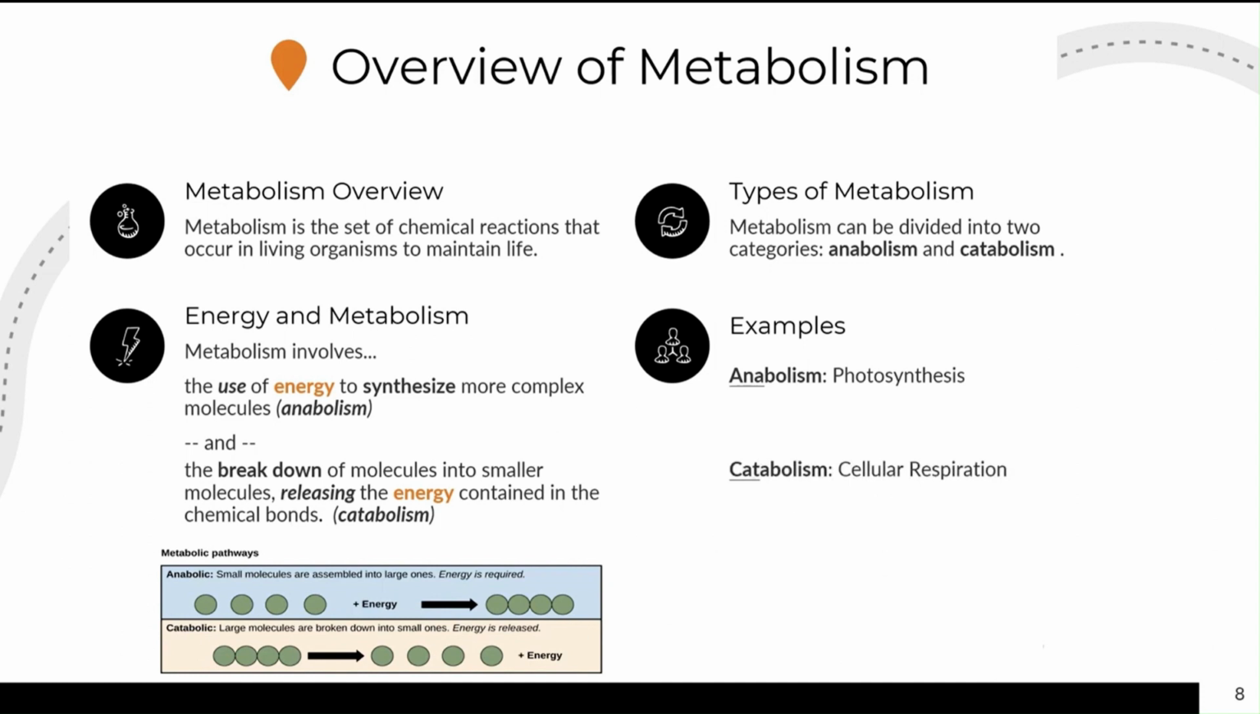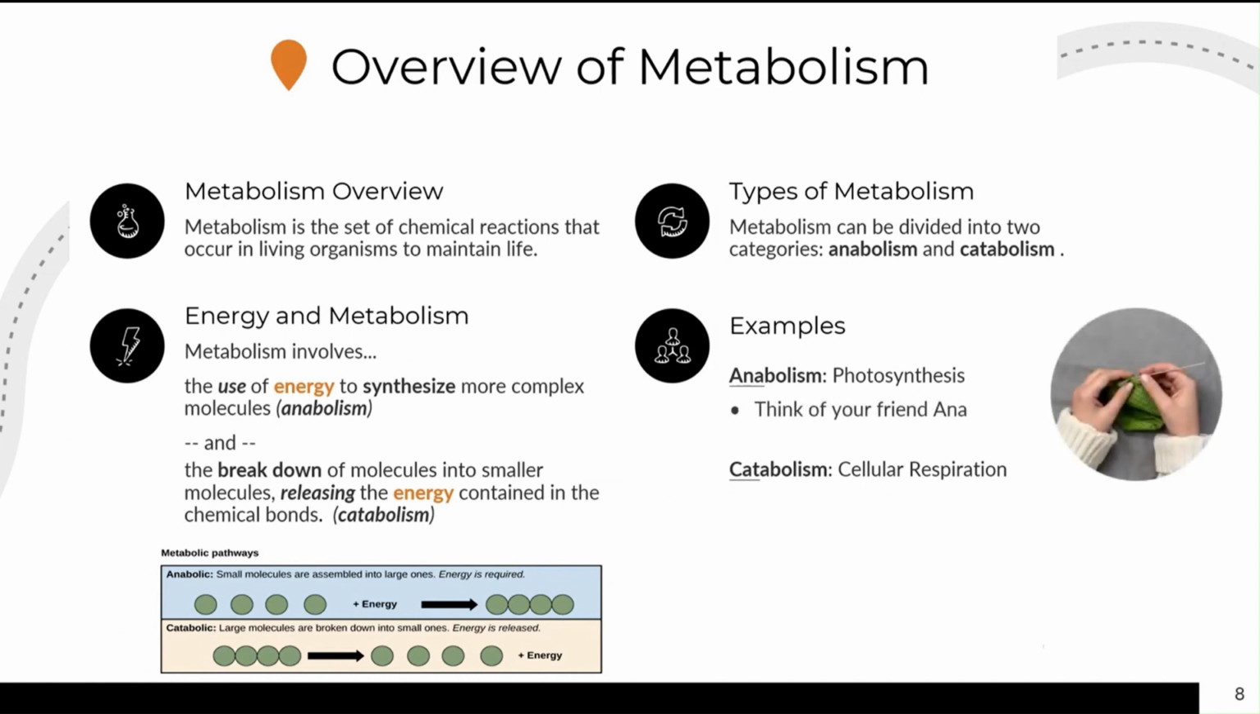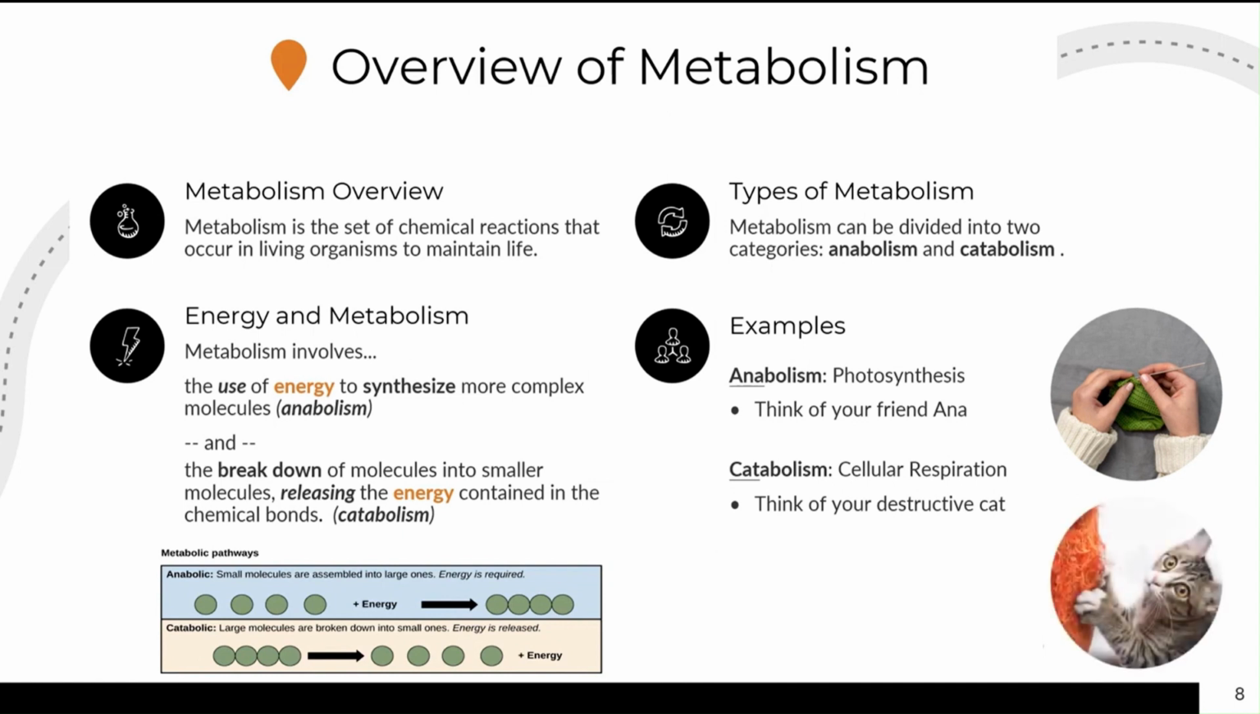A way I like to keep these types of metabolic pathways straight in my head is for anabolism, I like to think of my friend Anna, who loves to use her energy to crochet sweaters for her friends. She is using energy to synthesize a complex sweater from a simple spool of yarn. Okay, so anabolism. For catabolism, I like to think of cats, right? Cats love taking lovely recently crocheted sweaters and tearing them down into teeny tiny pieces.